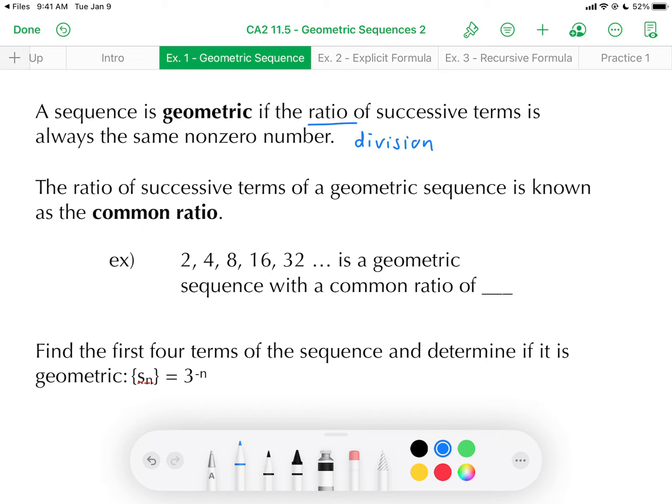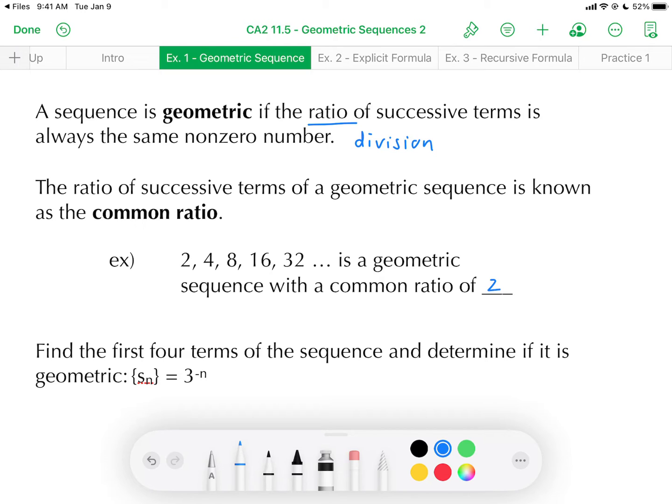Okay? The ratio of successive terms of your geometric sequence is known as your common ratio. So for arithmetic sequences, we had the common difference D. For these geometric sequences, we're going to have the common ratio R. Okay? So let's say we have a sequence of 2, 4, 8, 16, 32. That's a geometric sequence with a common ratio of 2. Okay, so we're defining this in terms of division, but really we can also think of it as you're multiplying by the common ratio to go from one term to the next, right?